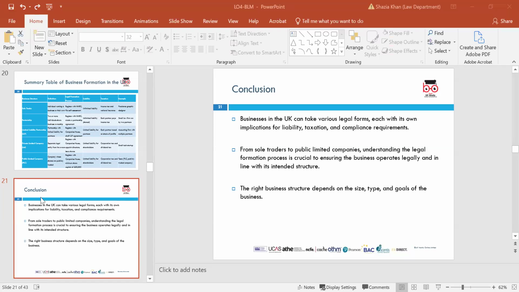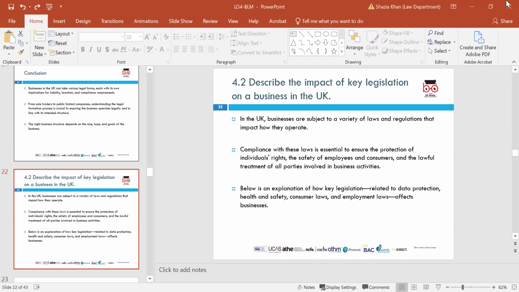So now we're going to go on to looking at the impact of key legislation on a business, and why that's so important, why there's a need to have legislation.